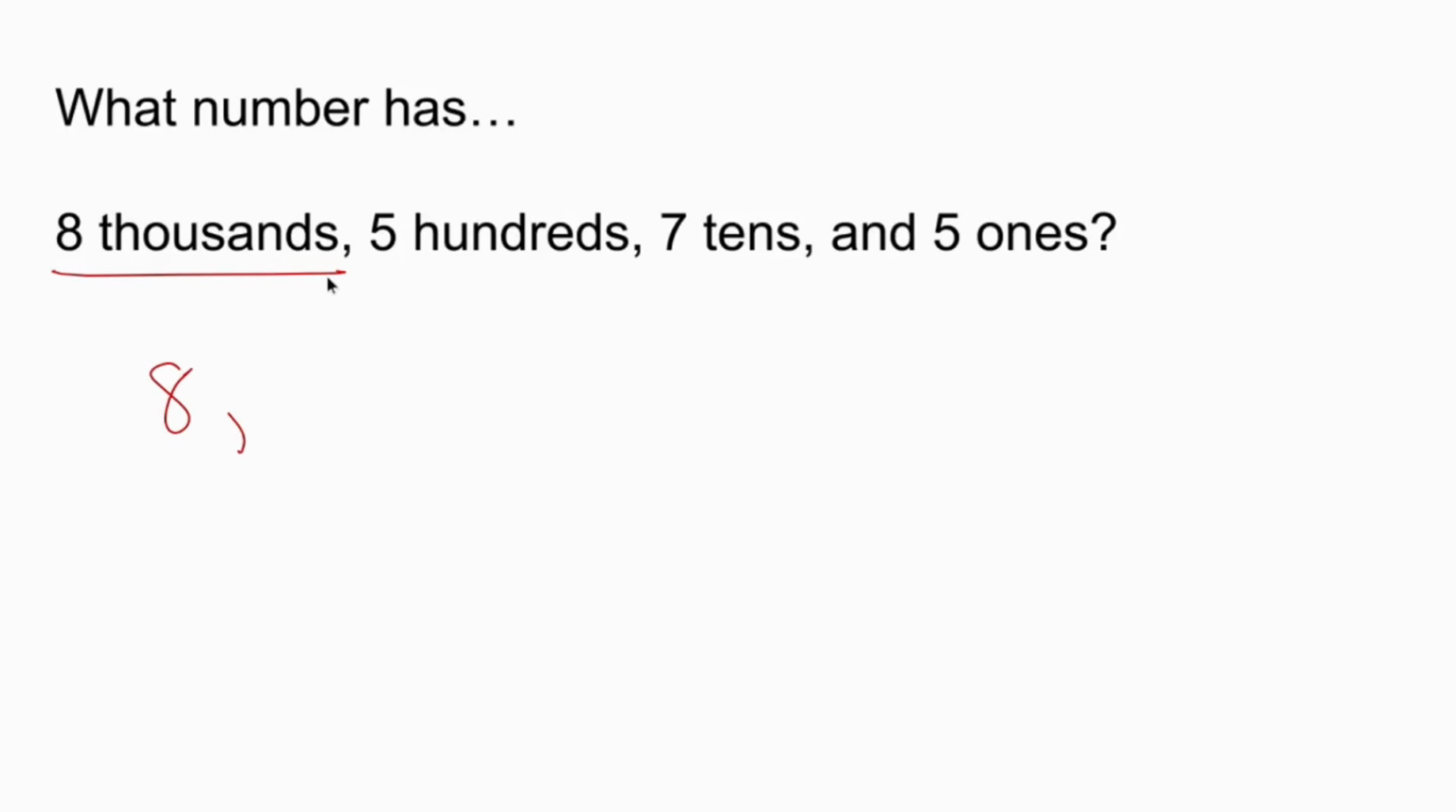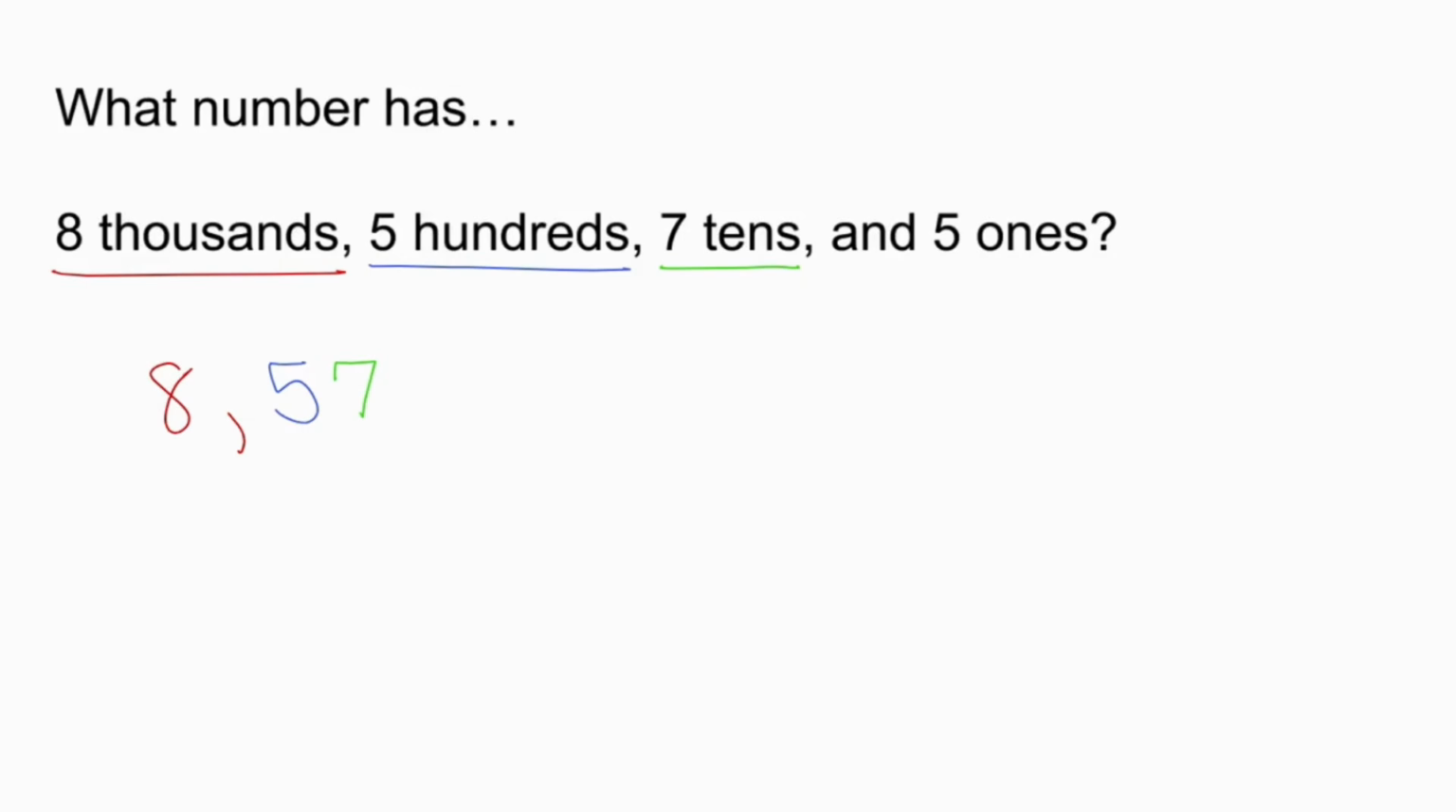Then you have 5 hundreds. So 5 hundreds is in the hundreds place value. So to the right of the thousands, put a 5 there. Next you have 7 tens. Now we don't call it 7 tens in the real world. We say 70, but that's saying put 7 in the tens place value.